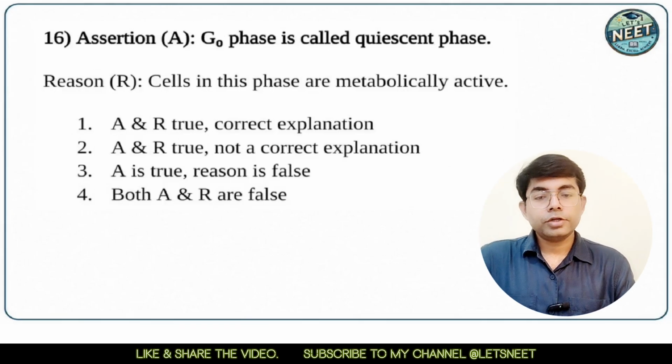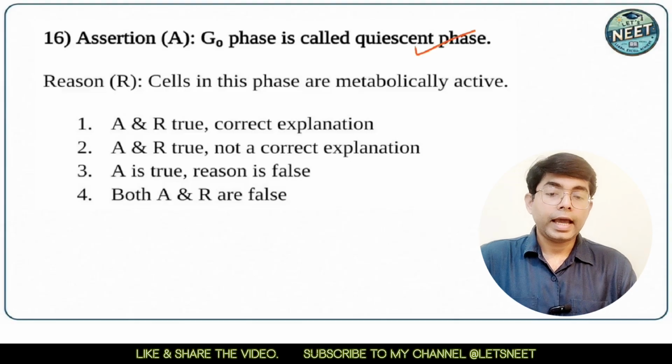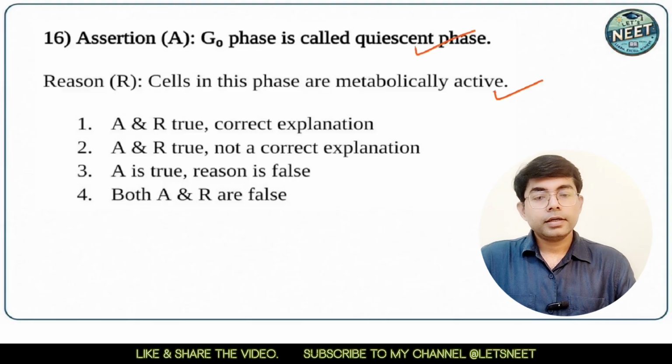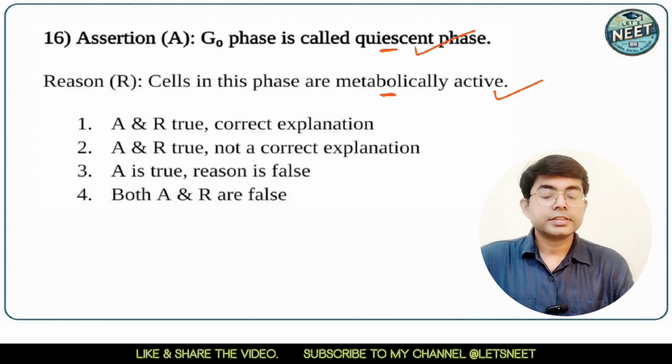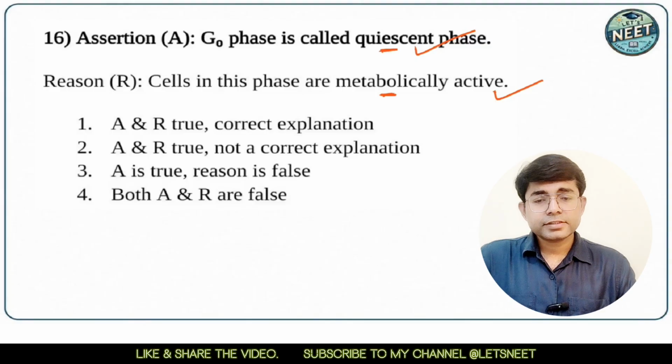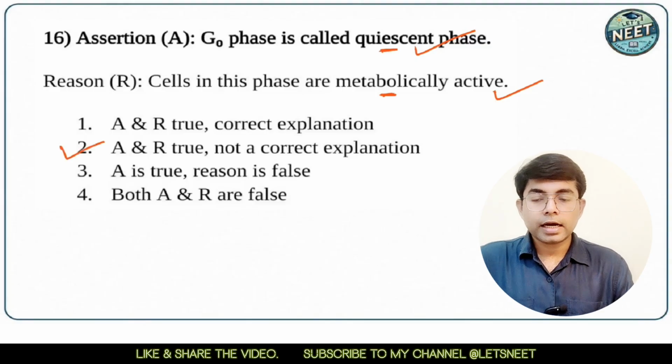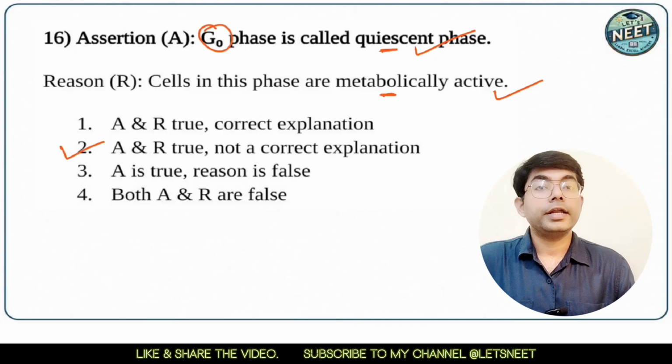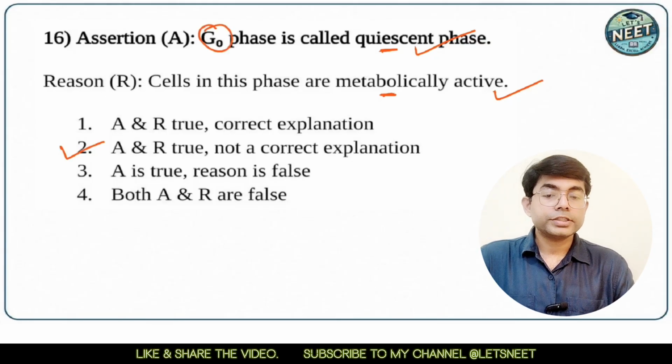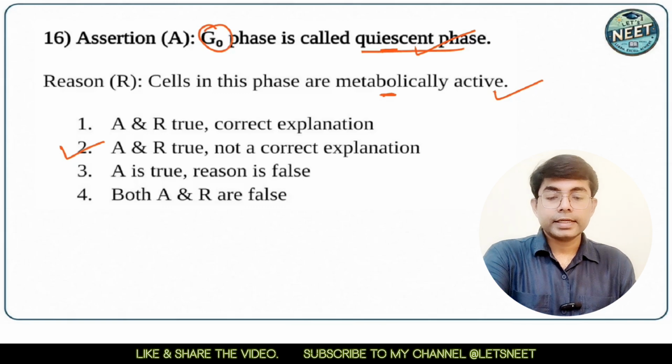Then assertion and reason. G0 phase is called the quiescent phase, correct? Cells in this phase are metabolically active. So this is also correct. But because it is metabolically active, it is not called the quiescent phase. It is called the quiescent phase because it is an inactive phase, right? So that's why the explanation is not correct. So A and R are true, but it is not a correct explanation. You know that in G0 phase the cell does not divide. That's why it is called the quiescent phase, and that's why the second is the right answer here.